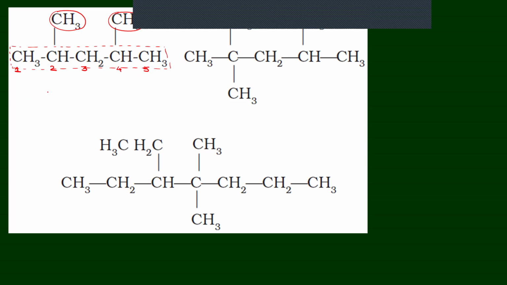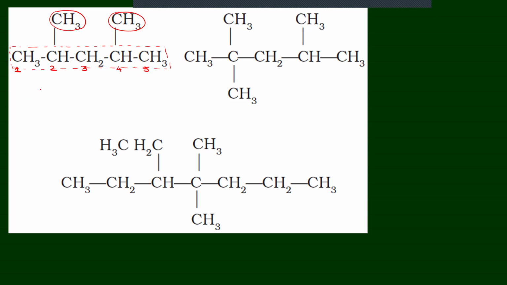Pentane is the parent and the child or the branch are 2 methyls. So complete name? 2, 4 dimethyl pentane. 2, 4 dimethyl, and the parent of 5 carbons would be pentane. Perfect. Next one, longest chain.